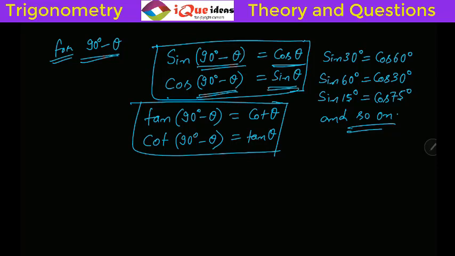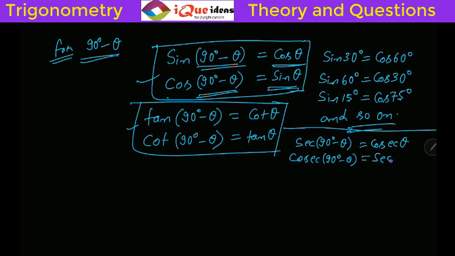Right? So this is one important rule that you can memorize. Just with this only, you can also see that sec 90 degree minus theta will obviously be equal to cosec theta, and cosec 90 degree minus theta will be equal to sec theta. Okay. So these are the special formulae for 90 degree minus theta.